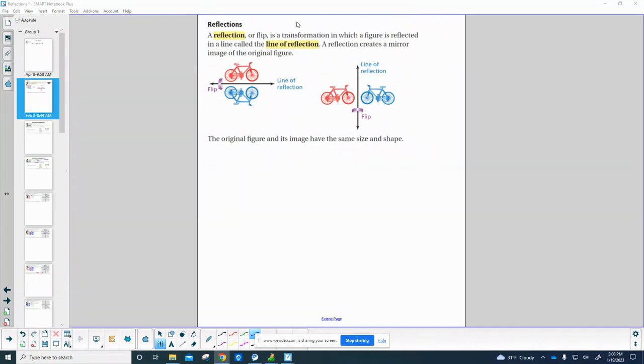All right, today's lesson is about reflections. A reflection or flip is a transformation in which a figure is reflected in a line called a line of reflection. So you can see in these pictures, this bicycle is either reflected across a horizontal line or, in this case, a vertical line. It could be even a diagonal line, but we're going to try and stick to just horizontal and vertical lines for this lesson. A reflection creates a mirror image of the original figure.